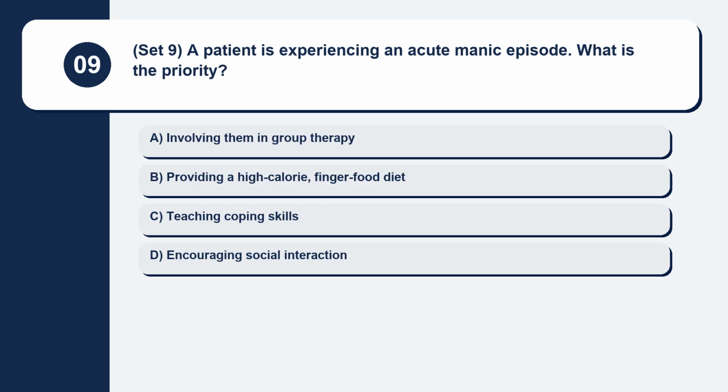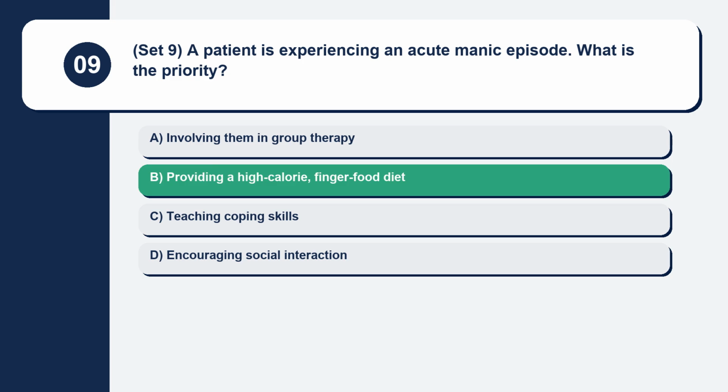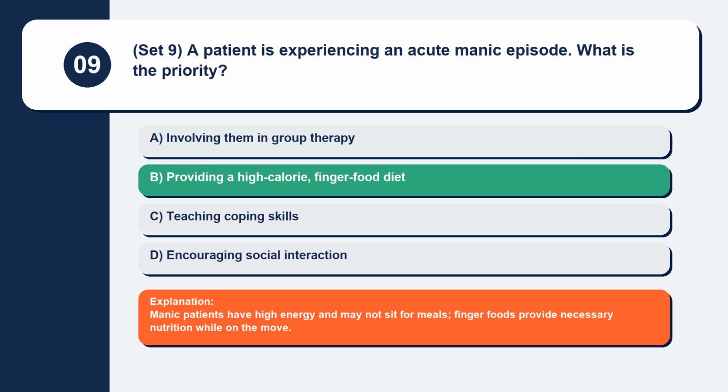Question 9. Set 9. A patient is experiencing an acute manic episode. What is the priority? Involving them in group therapy, providing a high-calorie, finger food diet, teaching coping skills, encouraging social interaction. Manic patients have high energy and may not sit for meals. Finger foods provide necessary nutrition while on the move.